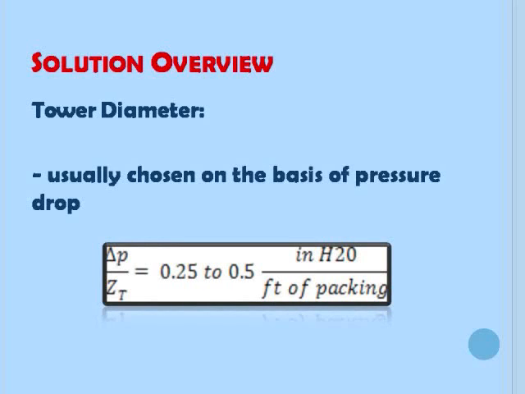As for the diameter of the tower, it is usually chosen on the basis of pressure drop. The ratio of its pressure drop to its tower height must be equal to 0.25 to 0.5 inch of water per foot of packing. Generally, for a particular L and V, the smaller the column diameter, the larger the mass velocities will be, and the larger the pressure drop. So, large mass velocities are desirable because they give high mass transfer coefficients, but too large mass velocities cause flooding, which severely decreases mass transfer rates. The pressure drop above is about optimum.